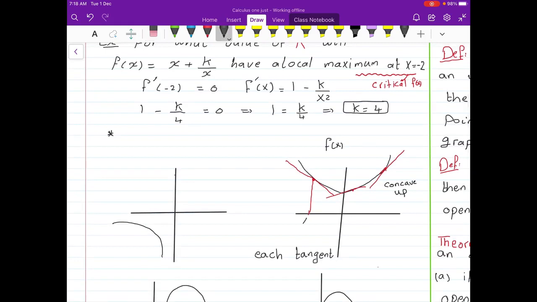If this point is x1 and this point is x2, obviously f prime at x2 is greater than f prime at x1.